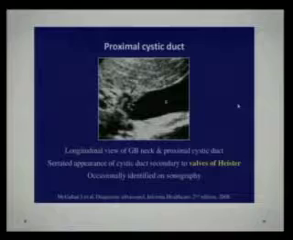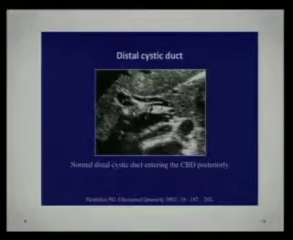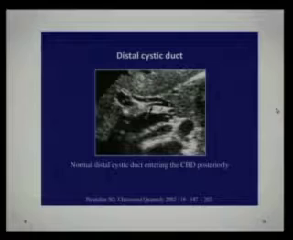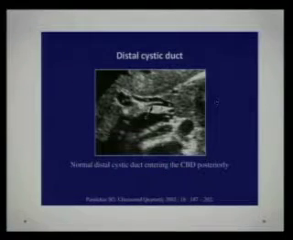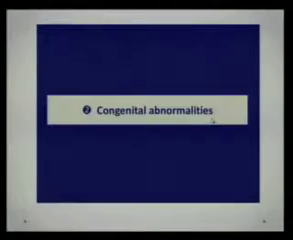This is the longitudinal view of the gallbladder neck and proximal cystic duct, where we are seeing not only the spiral valve of Heister, but we are also seeing the proximal cystic duct, which has an S-shaped configuration. This is a normal cystic duct, which is a dilated cystic duct entering the CBD posteriorly. So we have the common hepatic duct, cystic duct, and the common bile duct.